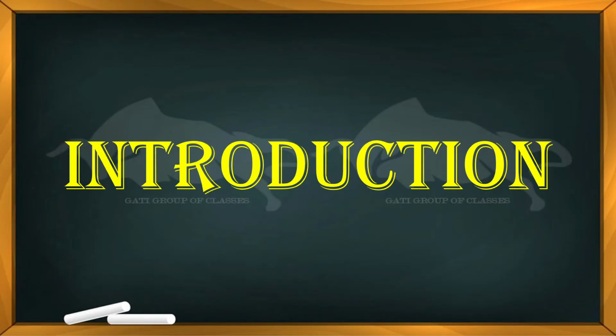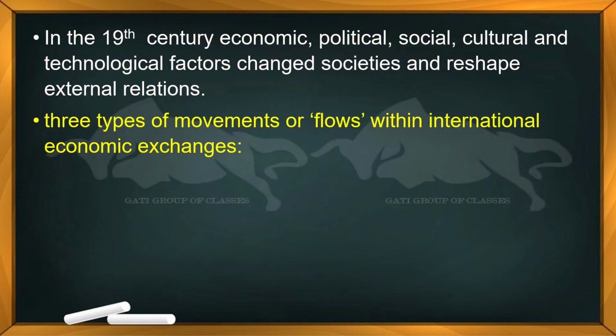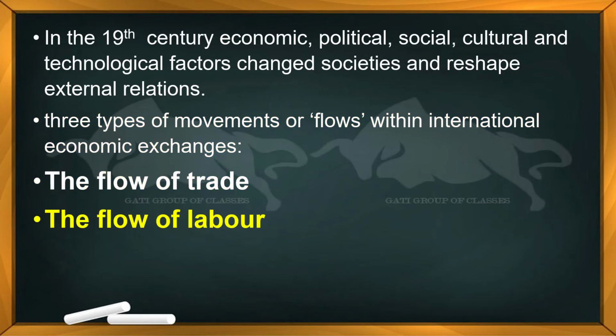So here is the introduction. In the 19th century, dramatic factors changed society. Many political, economic, social, cultural, and technological factors were responsible, which reshaped the external relations and changed society. Let's see what the types of flows are. There are three types of flows in the economy. The first one is the flow of trade, the second is the flow of labor, and the third is the flow of capital. Let's explain them.